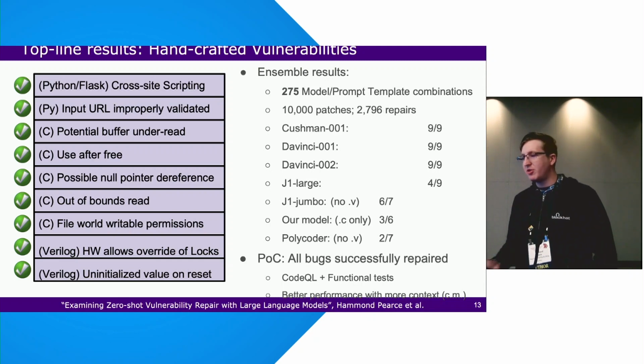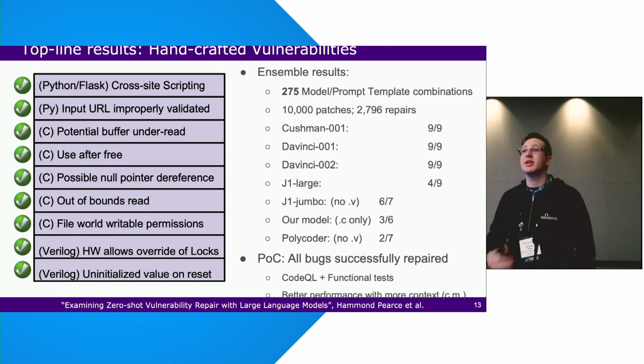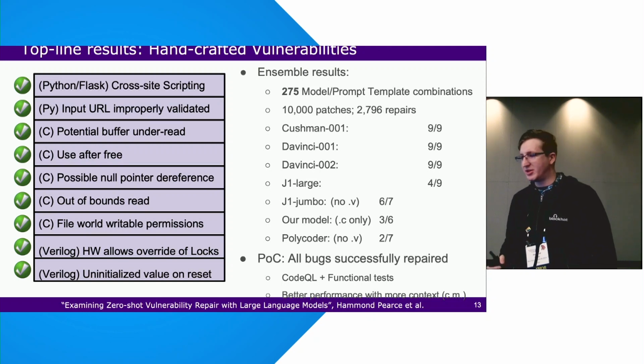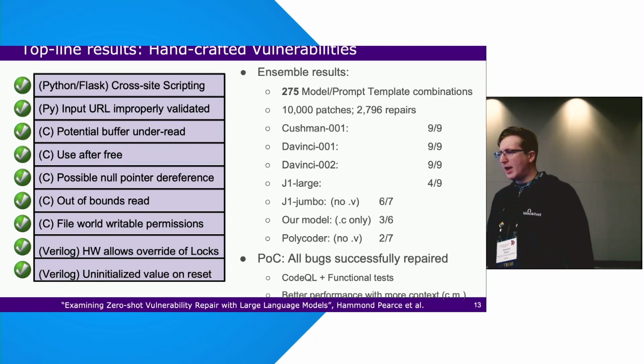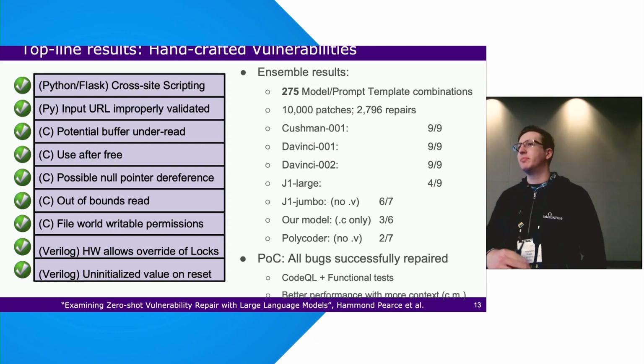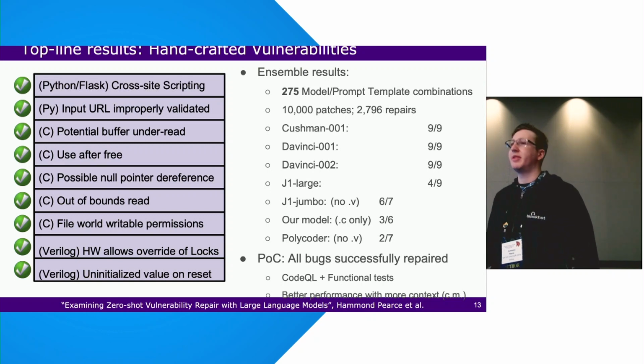Meanwhile, our own language model was a little bit worse. It could only do the C ones because it was only trained over C. It did about 60% of the time. So we checked the outputs with CodeQL, which is a static analysis tool, and this is the same tool that was flagging the inputs as vulnerable as well. So we were fairly confident that the outputs it was matching were actually correct.